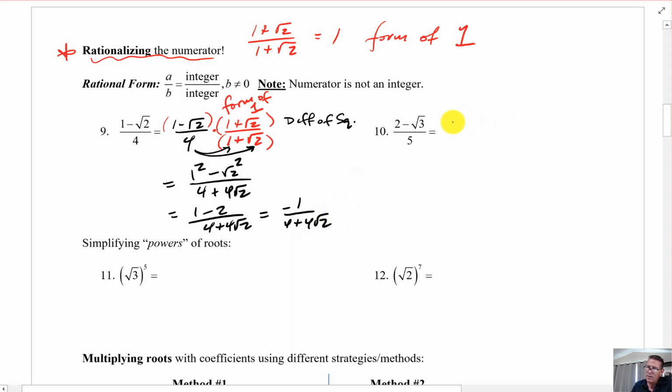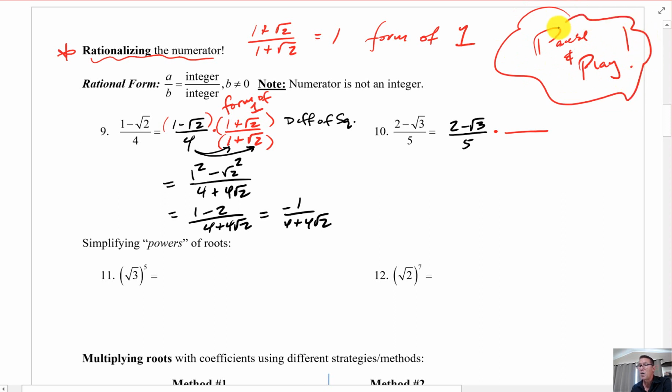Now you try it. Take 2 minus rad 3 divided by 5 and multiply it by a form of 1. Pause the video. Again, pause and play through the video. Be a good learner. Go for it.